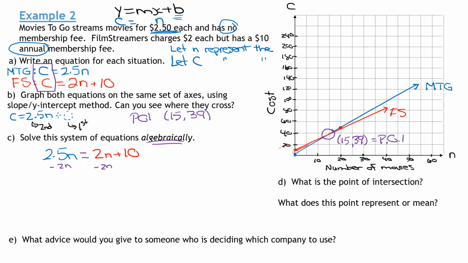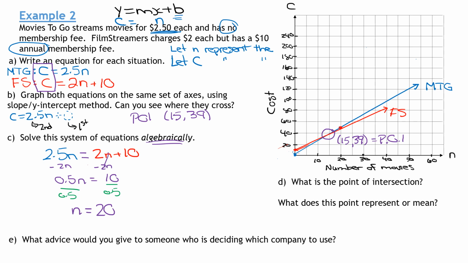Subtracting 2n from both sides, we get 0.5n equals, these are gone, so equals 10. Now we're going to divide both sides by 0.5, and 10 divided by 0.5 is 10 times 2, that's 20. So that means when our n is equal to 20, our graphs should intersect.